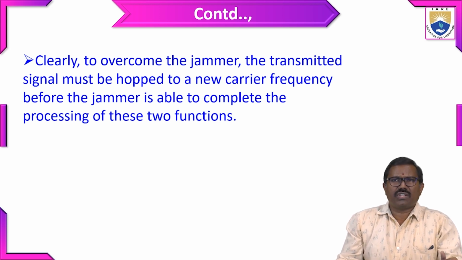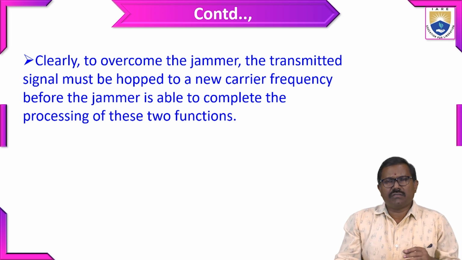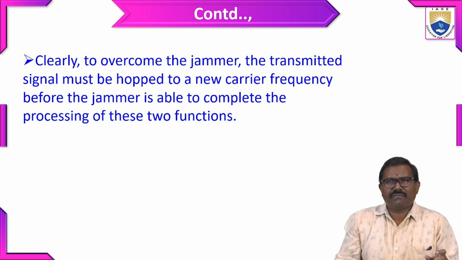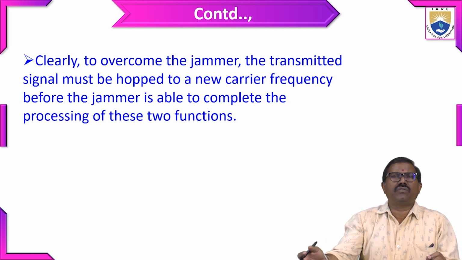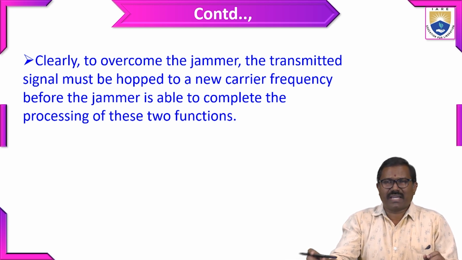And clearly, to overcome the jammer, the transmit signal must be hopped to a new carrier frequency before the jammer is able to complete these two steps. So that is the jammer's duty. The jammer is going to measure the spectral content and then retune to the frequency where it is going to introduce interference. Okay. So this is the jammer function. So whenever the jammer has calculated it, the transmit signal has already jumped to another new carrier frequency. So that is difficult for the jammer or anyone to catch the signal. Okay.